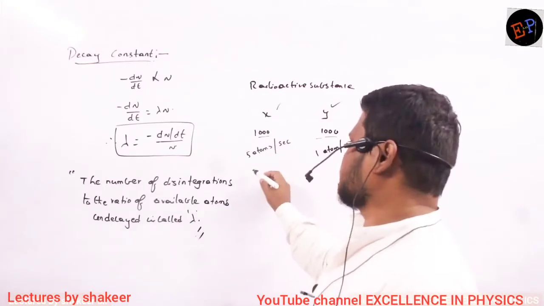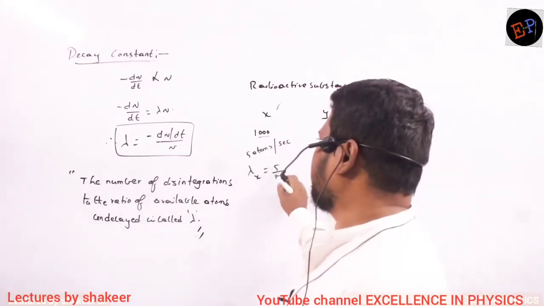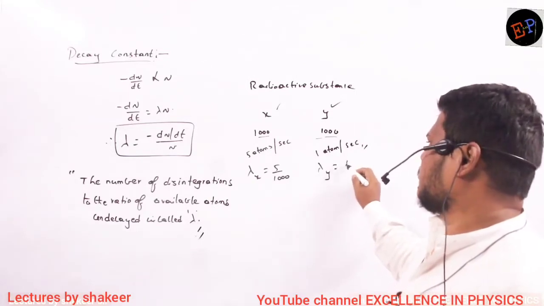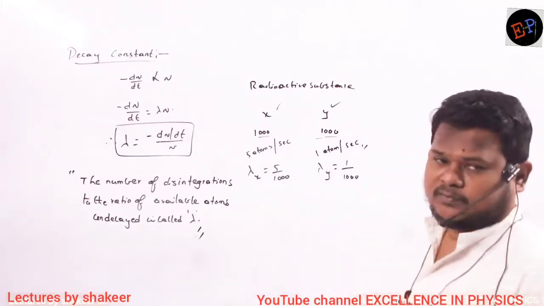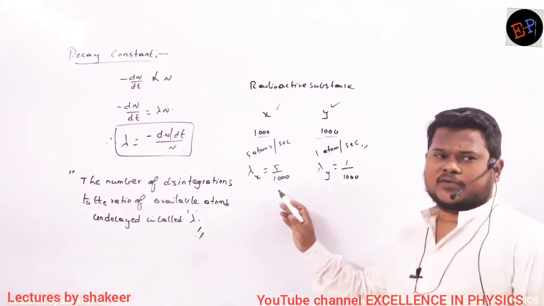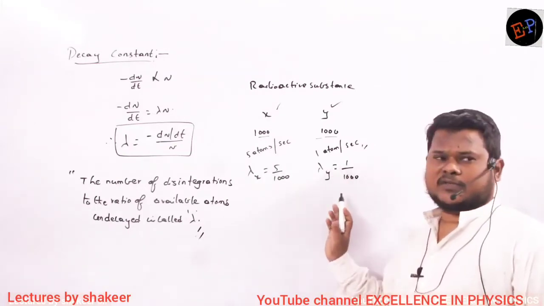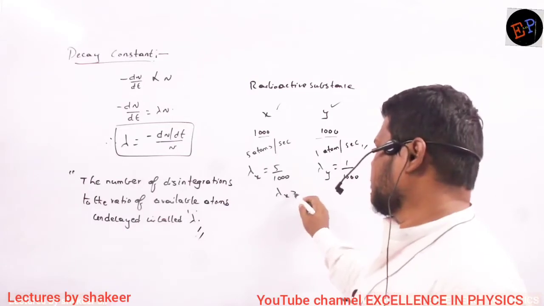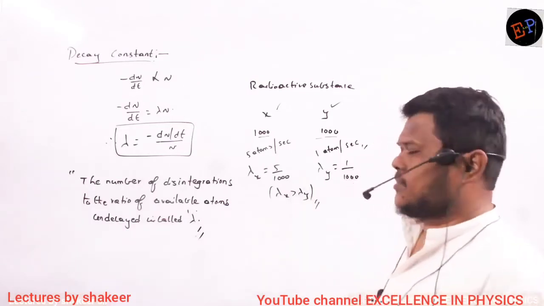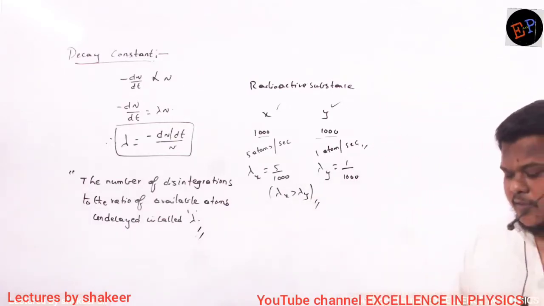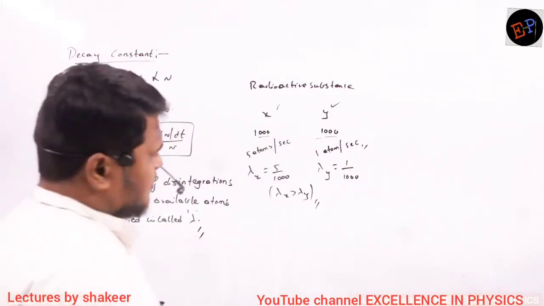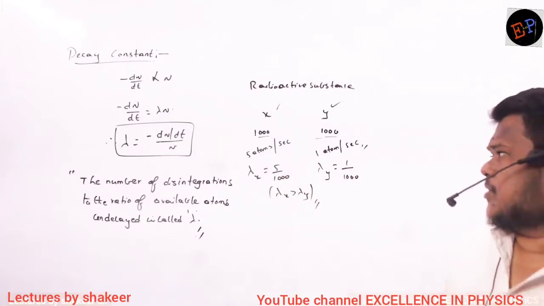What is the lambda value of X here? 5 divided by 1000. And what is the lambda value of Y here? 1 divided by 1000. 5 disintegrations out of 1000, one disintegration out of 1000. Which one is greater? Definitely lambda of X is greater. Understood now? That is called the rate or the decay constant. And if I want to do some more mathematics, I can do.